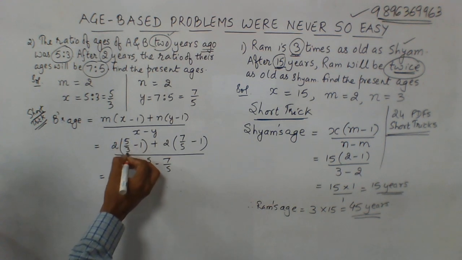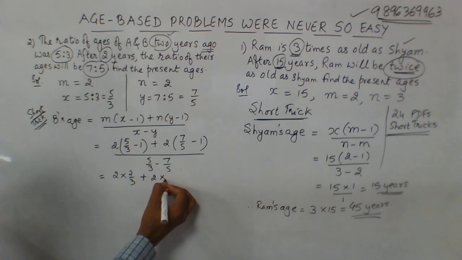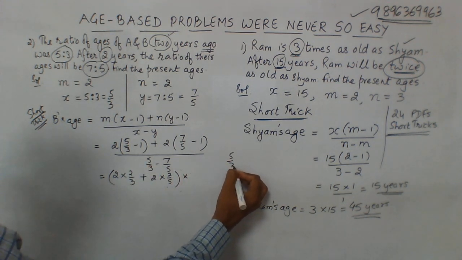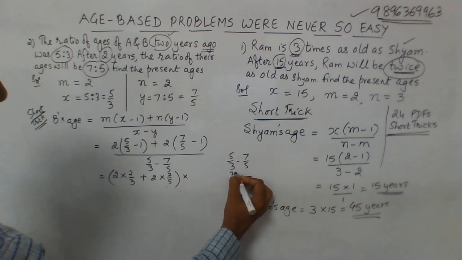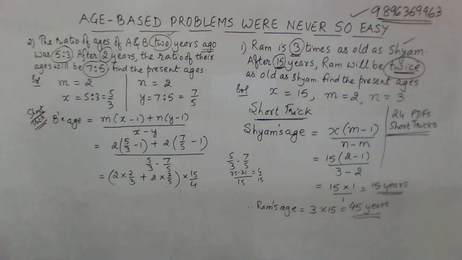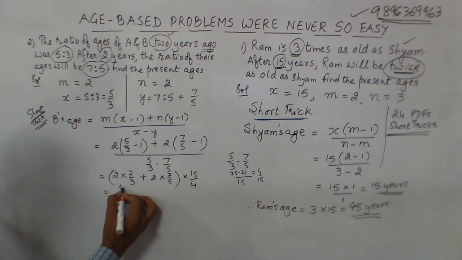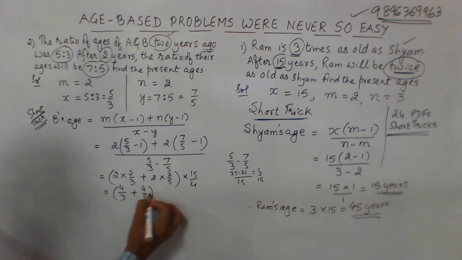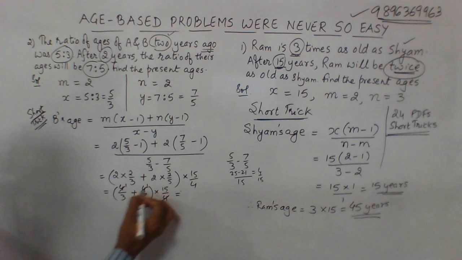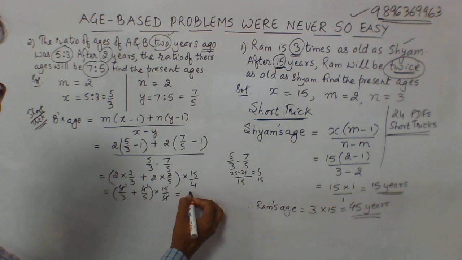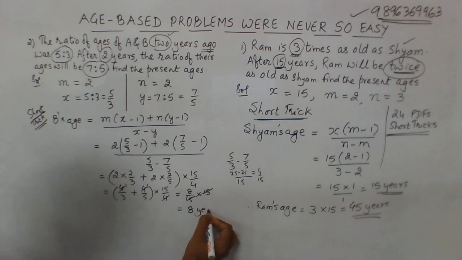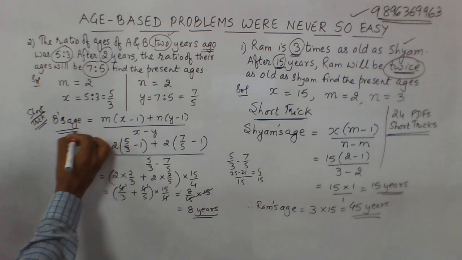So twice of 5 minus 3 is 2, so 2/3, plus twice of 7 minus 5 is 2, so 2/5, multiplied by, now 5/3 minus 7/5 will be, with 15 as the denominator, 25 minus 21, that is 4/15. So it becomes 15 by 4. So the value comes out to be 4 by 3 plus 4 by 5 multiplied by 15 by 4. As you can see, 4 is getting cancelled here, so this will become 1 and 1. With LCM 15, 5 plus 3 is 8, so 8 upon 15 times 15. 15 gets cancelled, and here you have the value as 8 years. So B's age comes out to be 8 years.